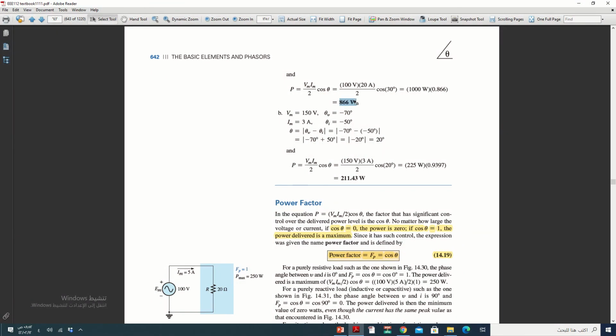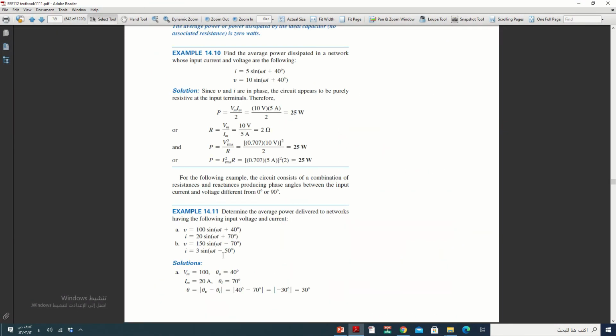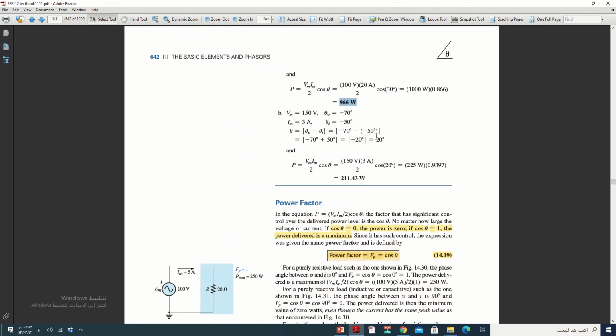866. Similar to this formula, 40 minus 70, minus 30, it becomes 20. Okay, cosine 20 multiplied by peak by peak divided by 2 is the answer.